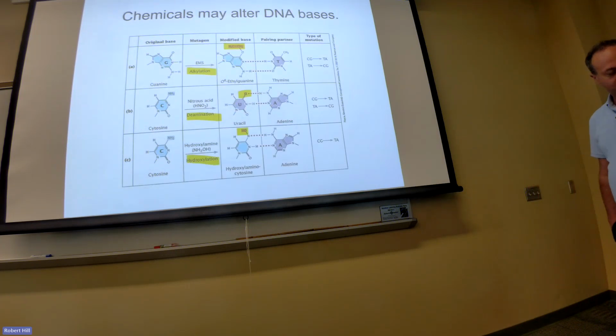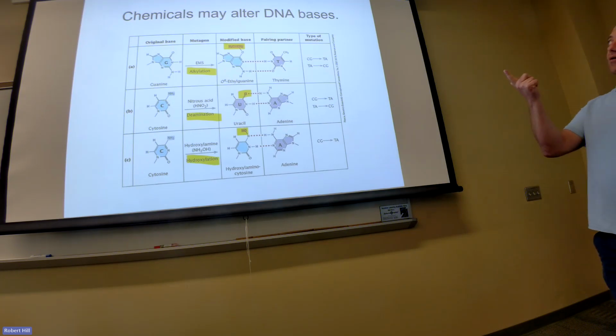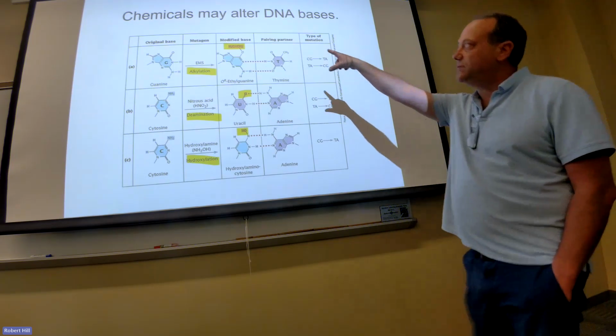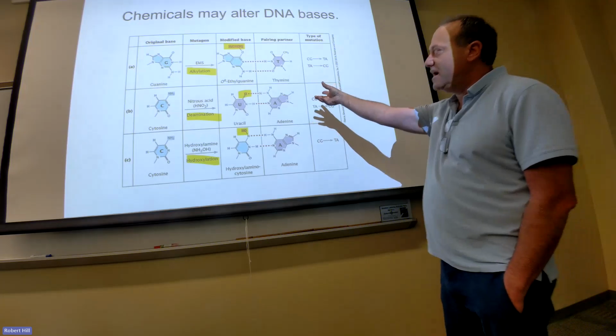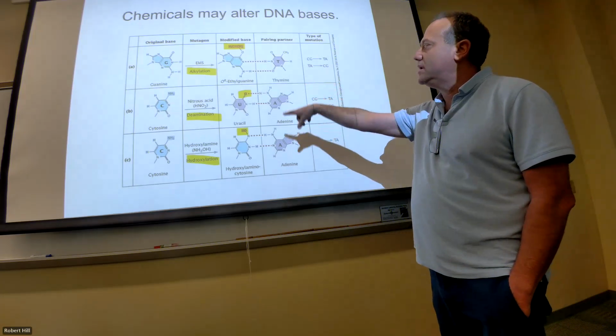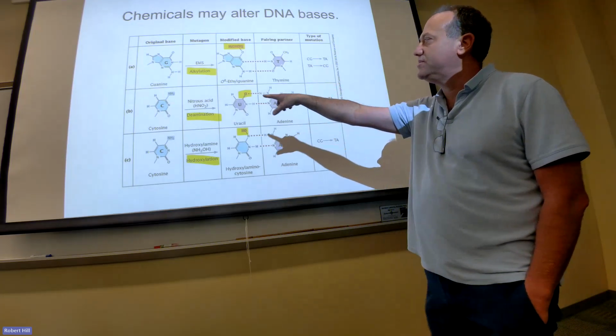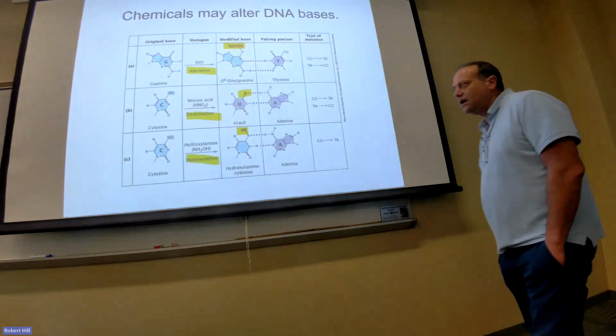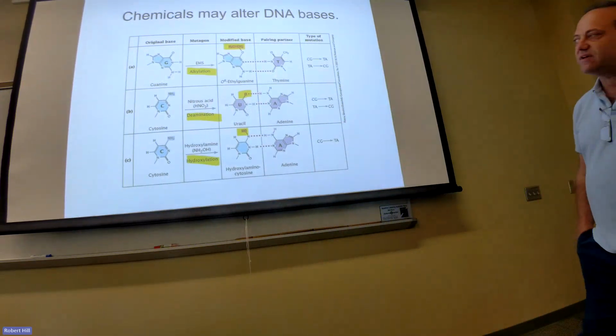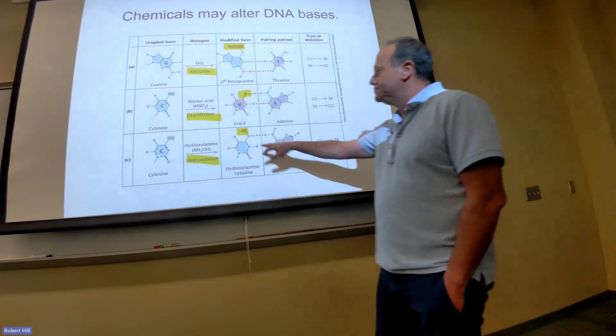Okay, so all these are just different examples of chemical mutagens. They're not the base analogs. They're actually changing the molecule. Alkylation here is adding an alkyl group over there. Nitrous acid is deaminating, so it takes off that amine group right there. And hydroxylating is adding a hydroxyl group here.